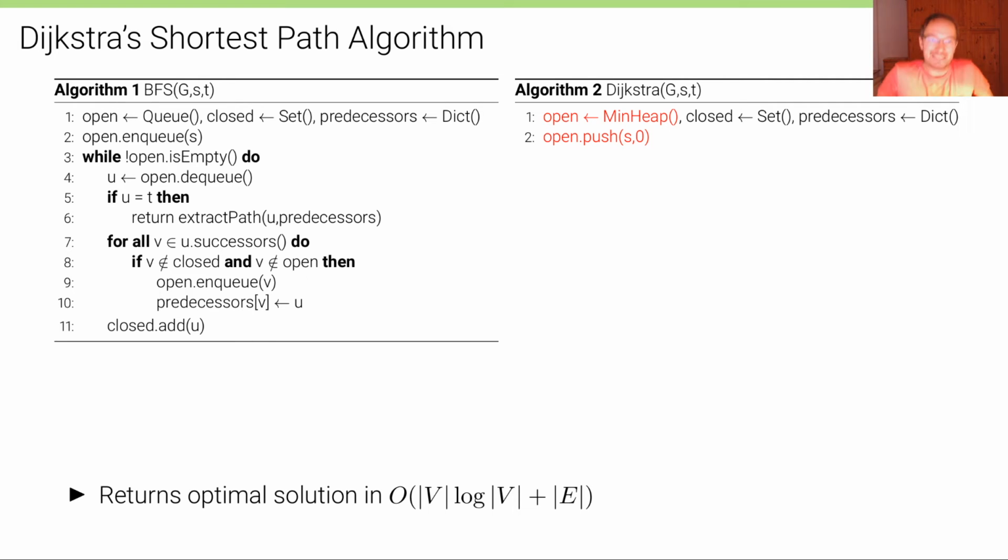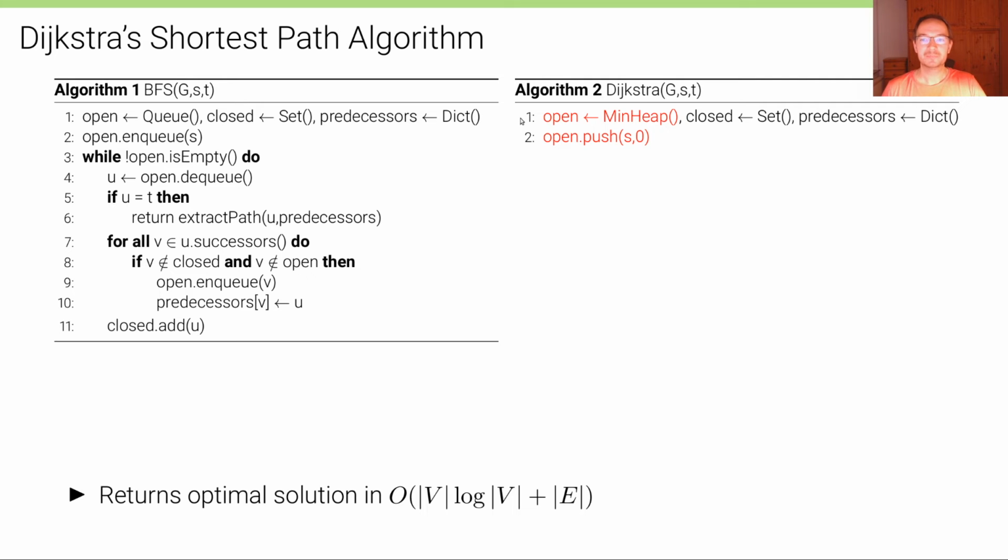We're going to look at the Dijkstra's shortest path algorithm by comparing it directly side by side with the breadth-first search algorithm that we've seen before, which is illustrated here on the left-hand side. All of the operations that differ in the Dijkstra's algorithm from the BFS algorithm, I highlighted in red here to better see the differences. So let's start.